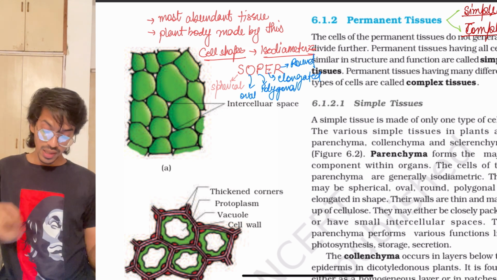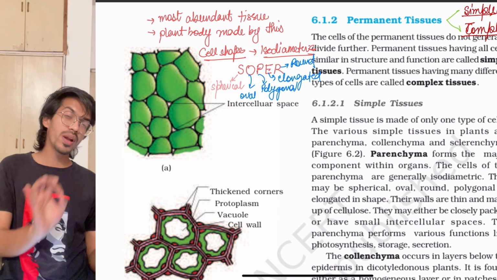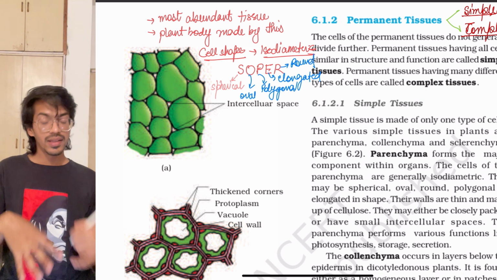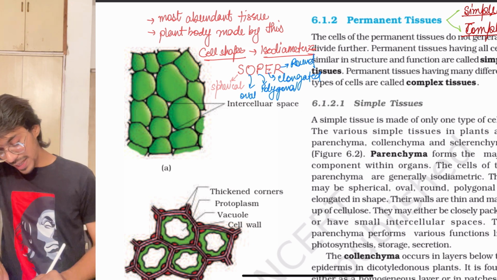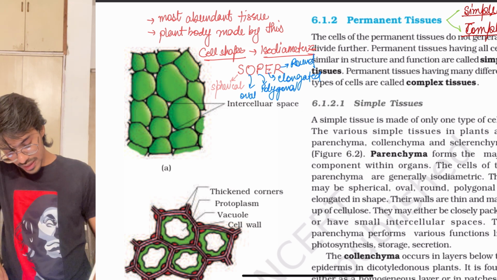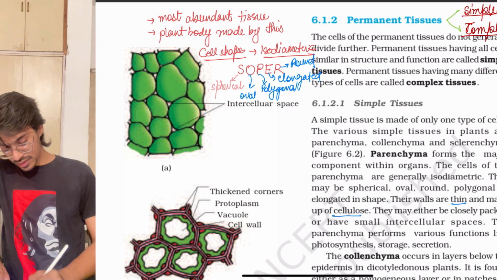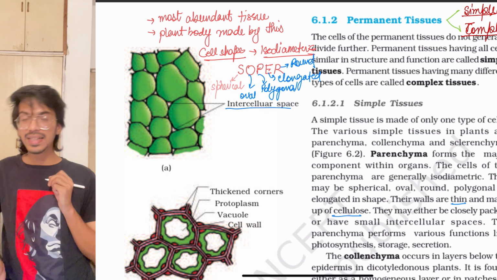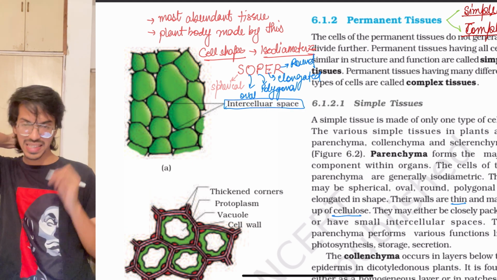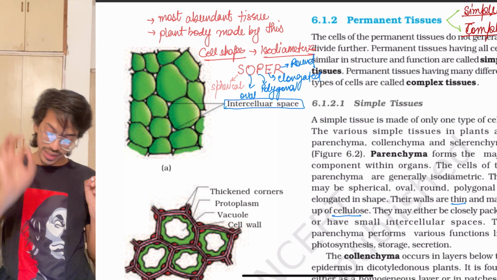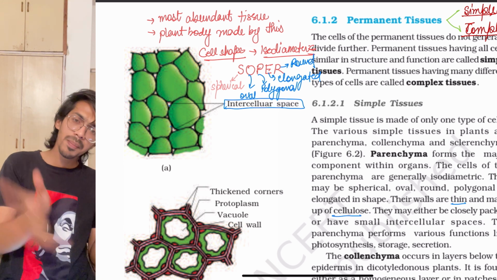Next would be their cell wall. Their cell wall is thin, and made up of cellulose. So they have a thin cell wall made up of cellulose. Next, they are closely packed. If space is present, there could be little spaces called intercellular spaces, that you have seen over here. So in this, intercellular spaces are present.